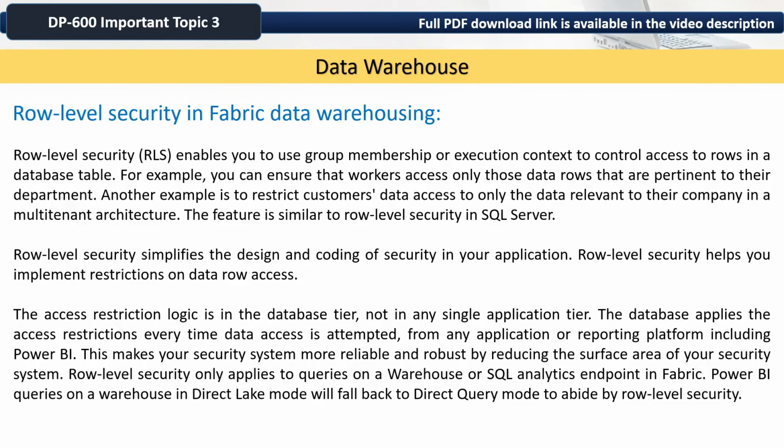Row level security simplifies the design and coding of security in your application. Row level security helps you implement restrictions on data row access. The access restriction logic is in the database tier, not in any single application tier. The database applies the access restrictions every time data access is attempted from any application or reporting platform, including Power BI. This makes your security system more reliable and robust by reducing the surface area of your security system.